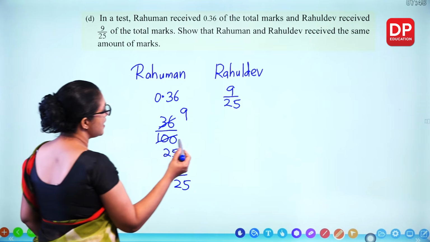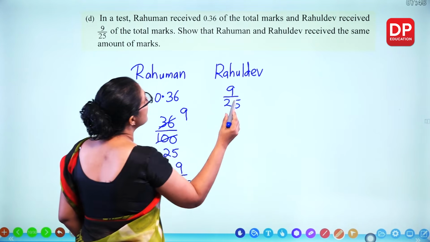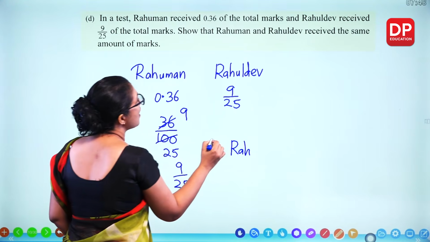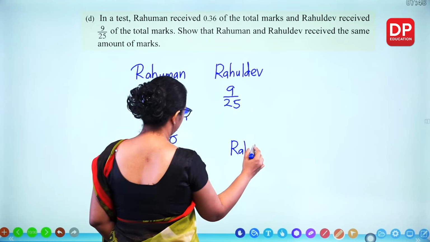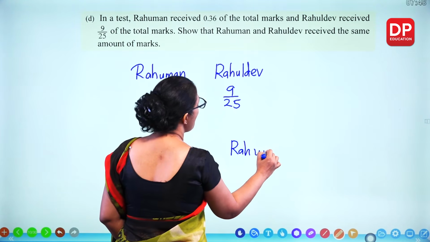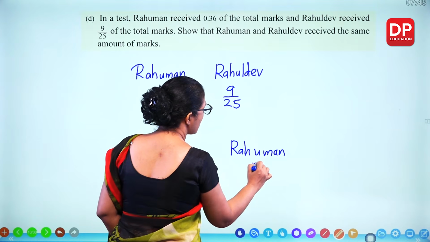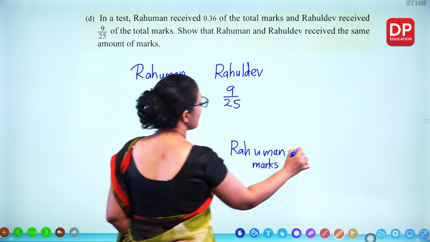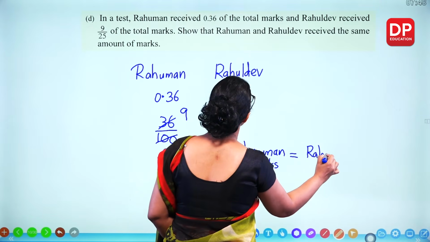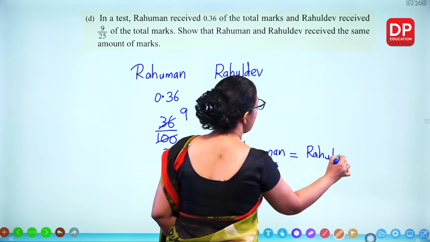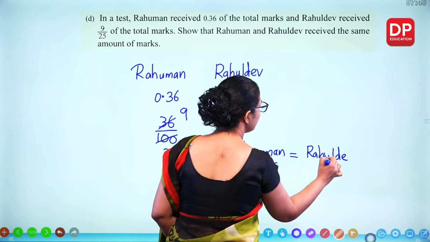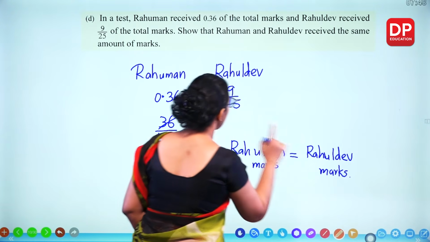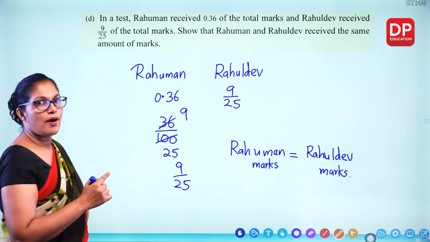So you can say Rahman's marks and Rahul Dev's marks are both the same. Rahman's marks are the same as Rahul Dev's marks, because you are getting the same fraction.